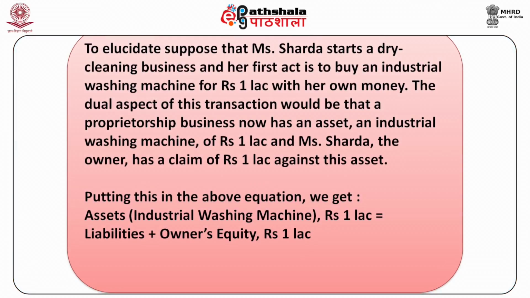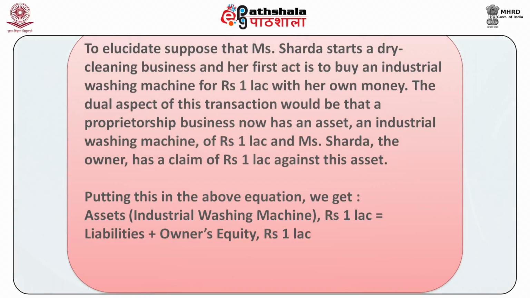To elucidate, suppose that Ms. Sharda starts a dry cleaning business and her first act is to buy an industrial washing machine for Rs 1 lakh with her own money. The dual aspect of this transaction would be that a proprietorship business now has an asset, an industrial washing machine of rupees 1 lakh, and Ms. Sharda, the owner, has a claim of rupees 1 lakh against this asset. Putting this in the above equation, we get asset, industrial washing machine rupees 1 lakh, is equal to liabilities plus owner's equity, that is rupees 1 lakh.